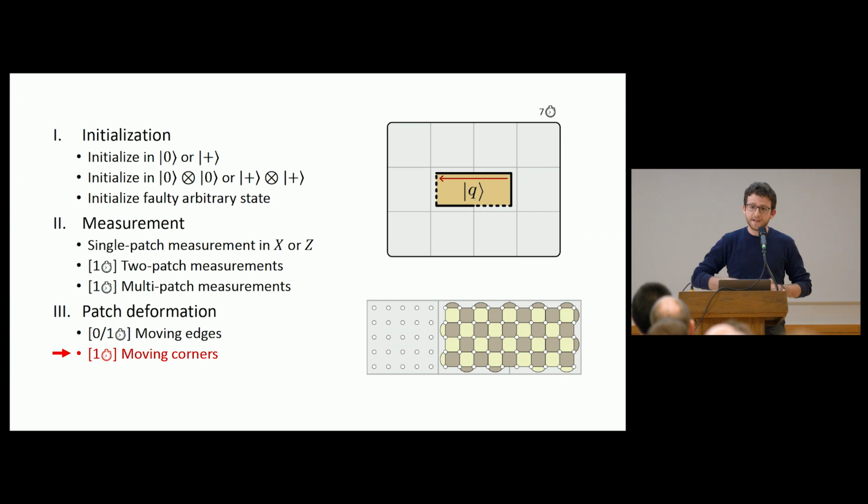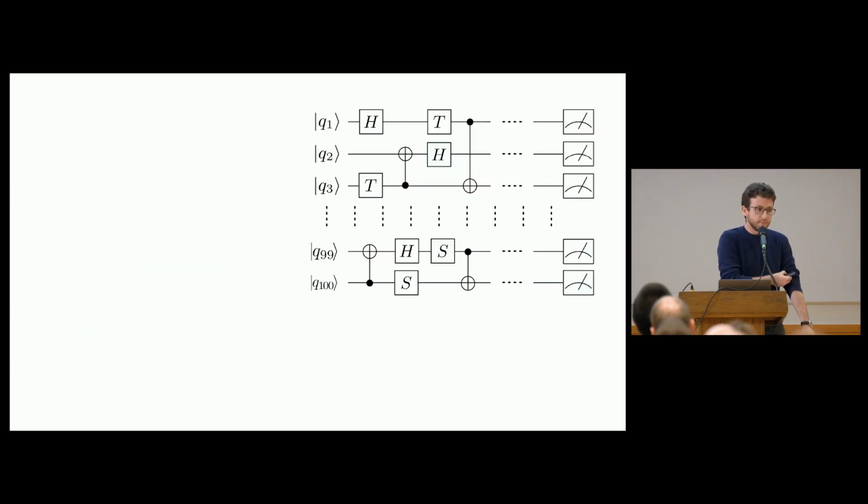You can put patches on the board by initializing them in 0, plus, or a faulty magic state. You can remove them by measuring them in X or Z. You can measure Pauli products through 2-patch and multi-patch measurements, and you can change the shape of patches. Our goal now is to use these operations to implement our 100-qubit quantum circuit.